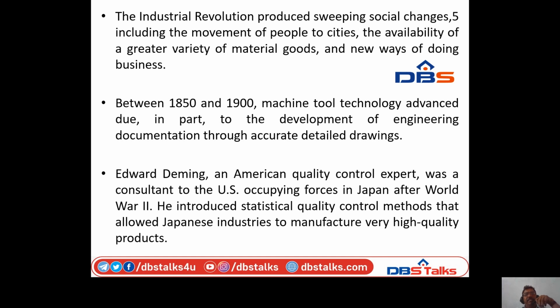Edwards Deming, an American quality control expert, was a consultant to the US occupying forces in Japan after World War II. He introduced statistical quality control methods that allowed Japanese industries to manufacture very high quality products.